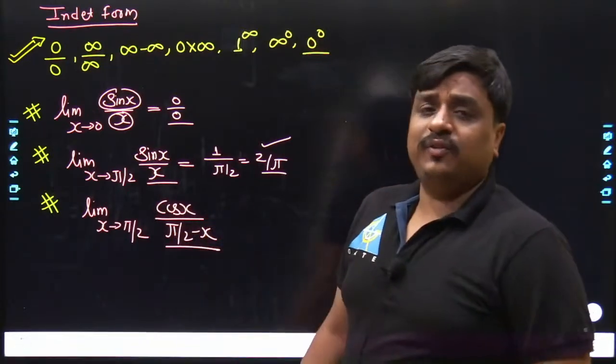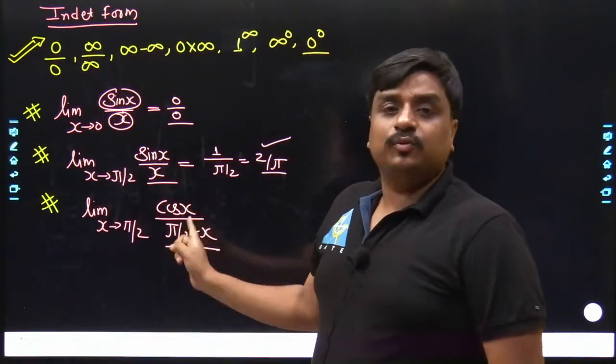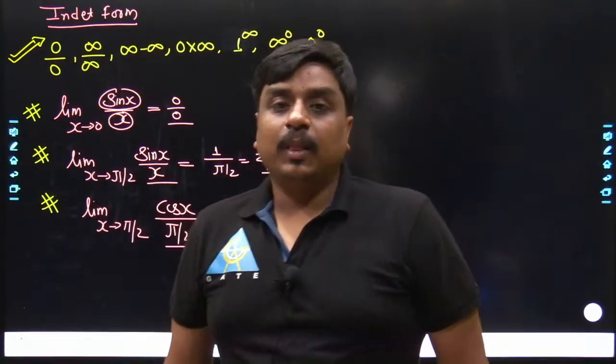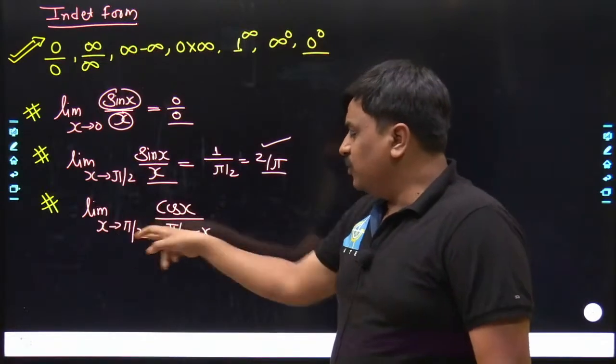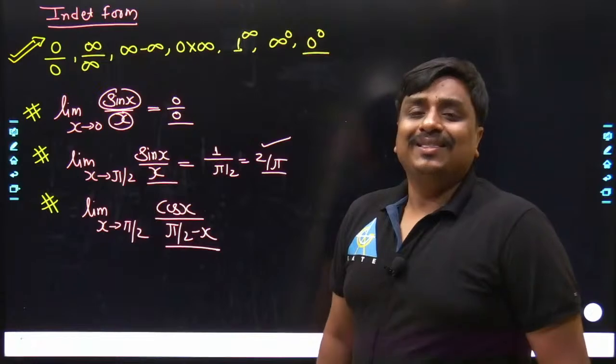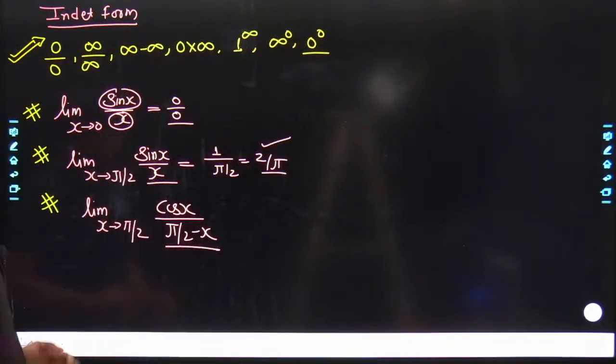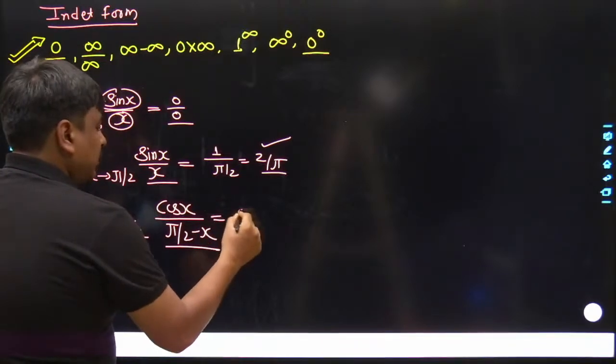Pi by 2 minus x is a straight line having a slope equal to -1, and it crosses the y-axis at pi by 2. It is a continuous function, but once you feed x equals pi by 2 into the numerator as well as the denominator, the result is 0 by 0, which is a form of indeterminate. Could you understand what I am saying?